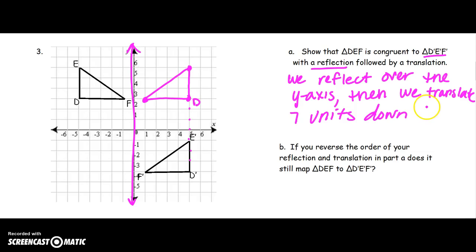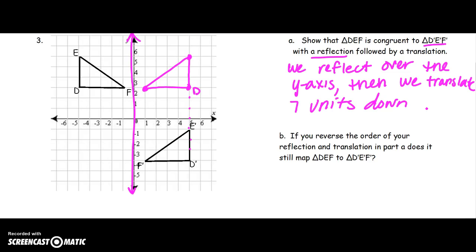The question is, if we were to reverse the order, so if we were to translate 7 units down first and then reflect over the y-axis, would it still map A to B? So let's try that. Here we have 1, 2, 3, 4, 5, 6, 7, and we bring down all our other points. Here's now our first translation, and again, if we reflect over that y-axis, it is going to map it. So all this shows is that there is more than one way to do this problem.